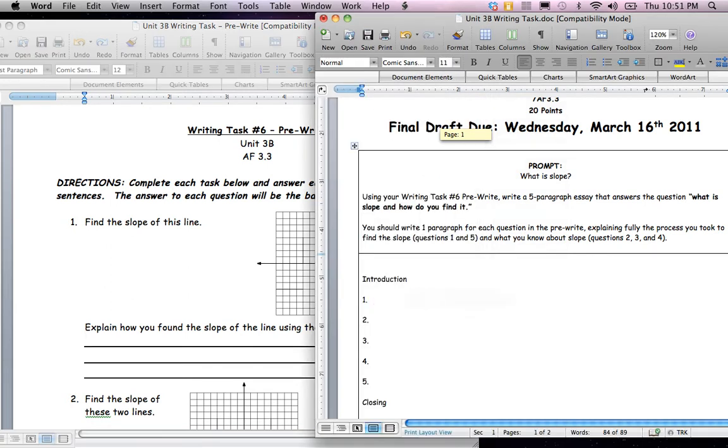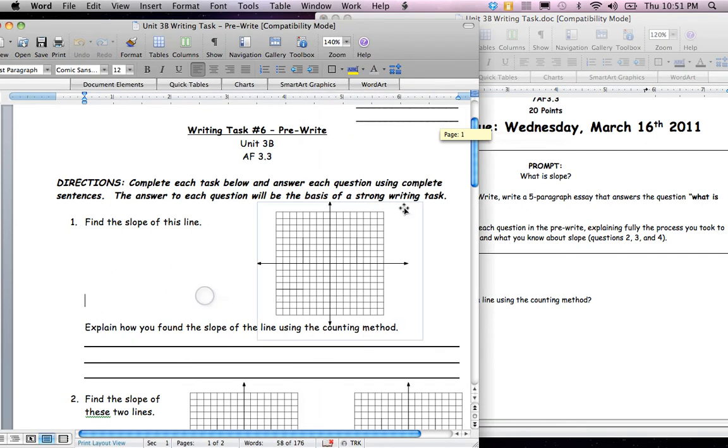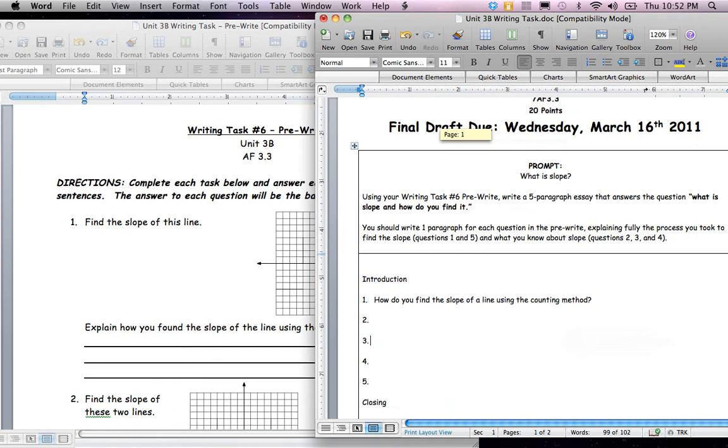So for paragraph 1, the question is, how do you find the slope of a line using the counting method? So your explanation should be for any line, no matter which one it was. What would you do first? What would you do second? What would you do third? Feel free to use the line that you have on your writing task as an example though. So you can say, for example, if I had this line and I started at this point, this is what I would do. But still you should be able to tell me generally, how do you find the slope of a line using the counting method?